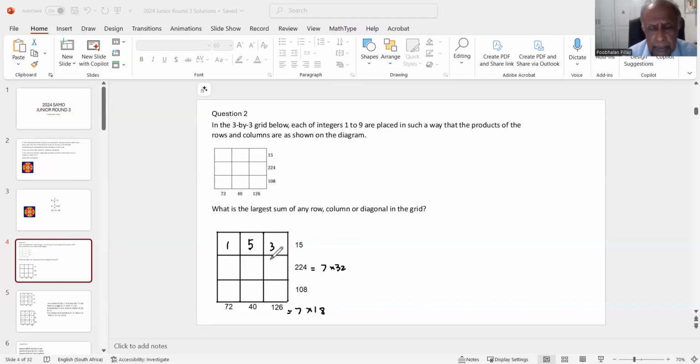So what can go in here is 7, or another common factor is 2. 2 is a common factor. It goes into this and that, and those are the only two common factors for 32 and 18. There's also 14, but you're only putting the numbers from 1 to 9. So this is either 7 or 2. Now, suppose this is 2.